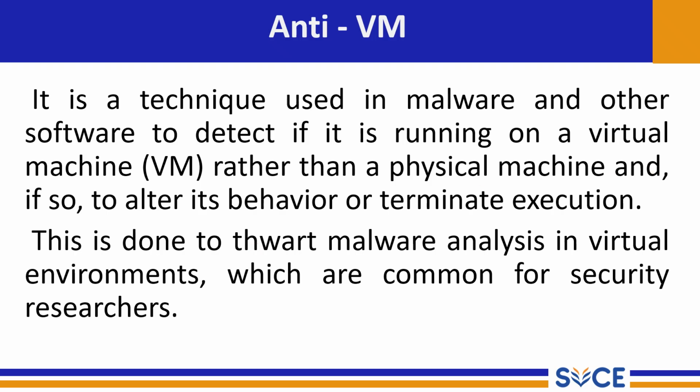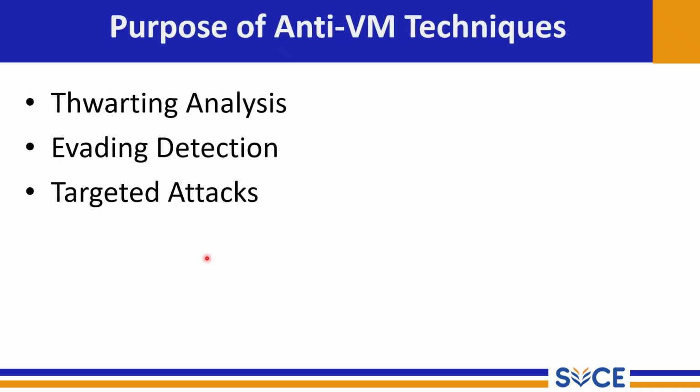Okay, the next slide. We will discuss the purposes of anti-VM techniques. First of all, thwarting analysis, second, evading detection, and third, targeted attacks. So what does thwarting analysis mean? Malware authors use anti-VM to prevent security analysts from easily studying the malicious code in isolated virtual environments like sandboxes or virtual machines.